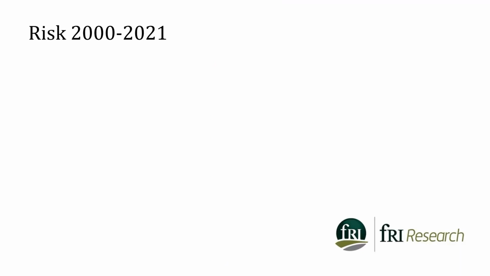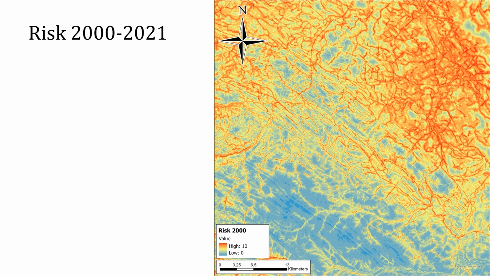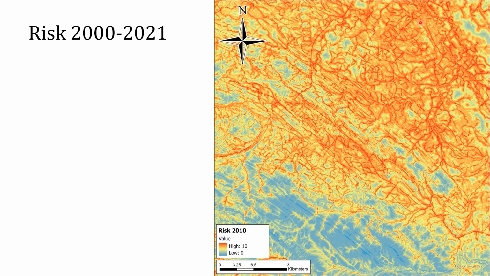Next, let's look at risk from 2000 to 2021. So as you can see here with the risk, we have risk around roads in our core area here. However, it's fairly low risk. The higher risk is to the north and east here. But if you recall from our previous slide, this area does not overlap with high RSF. So fairly good. Moving towards 2010 now, we see that we have increased risk.